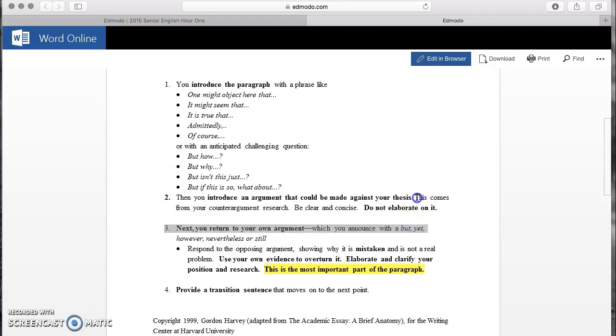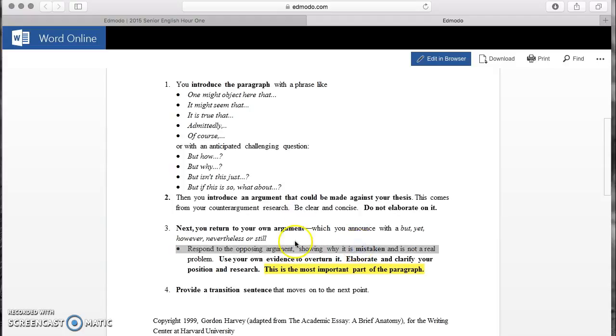Okay, now this is actually coming from your counterargument research that I had you guys look up. Remember, I had you look up 10 pieces of information that would counter your thesis. This is where you begin to use that information. You can even paraphrase that information. Okay. But with that said, be clear and be concise. Do not elaborate on it.